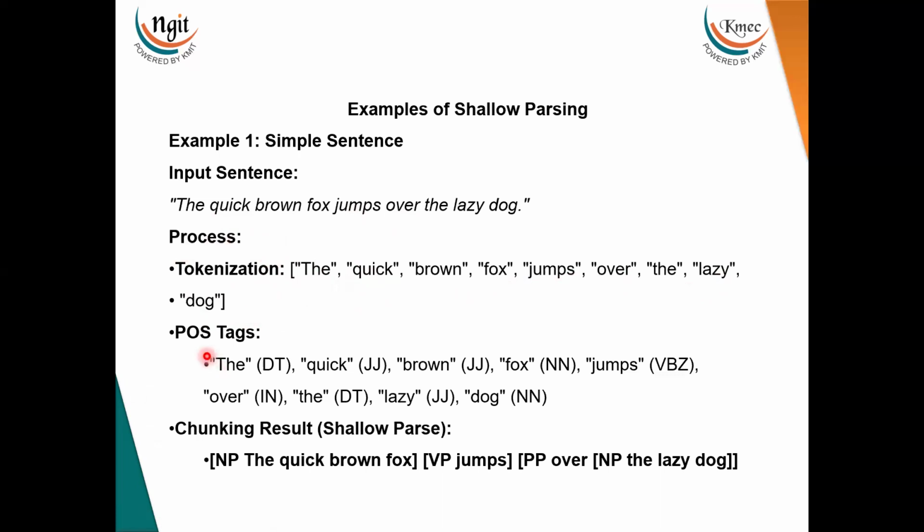Then we are applying the POS tags here. You can see various tags have been assigned, like determiners, nouns, pronouns, adjectives, prepositions, everything. So the chunking result, that is applying shallow parsing, we get this. Noun phrase: the quick brown fox. Verb phrase: jumps. Prepositional phrase: over. And noun phrase: the lazy dog. This is the example of shallow parsing.